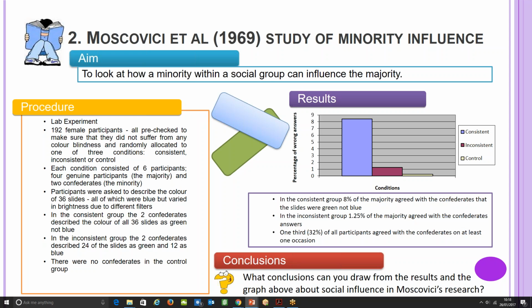Conclusions. So, from the above graph, and this is a question for you, what conclusions can you draw from the results from the graph above about social influence in Moscovici's research? You may want to pause the video at this point in order to answer this question.